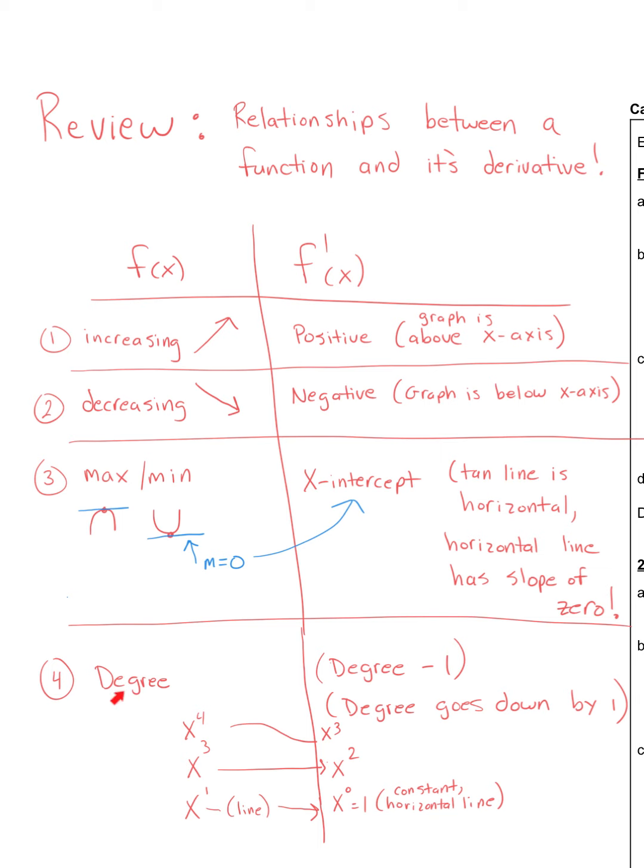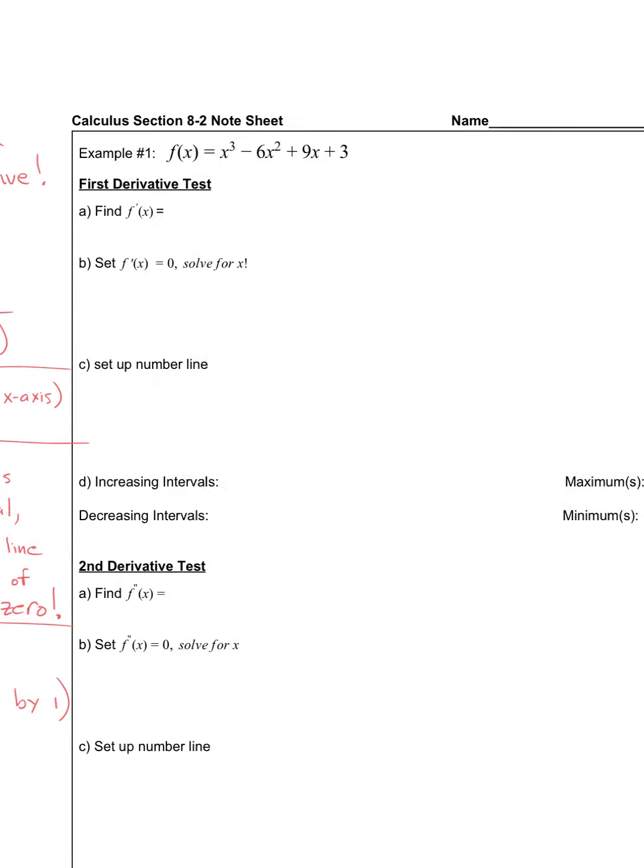And finally, the degree goes down by 1 every time you take the derivative. So x to the fourth will be a cubic. A cubic will be a quadratic. A line, x to the first, will be a horizontal line, a constant. So we need to remember these relationships in order to do the first derivative and the second derivative test. All right, there we go. Okay, we're going back here.